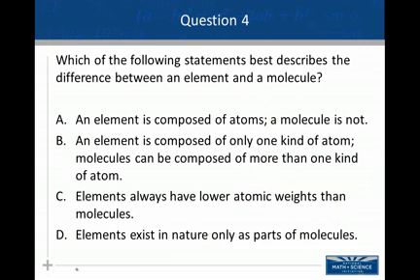So here's a question for you. Which of the following statements best describes the difference between an element and a molecule? I'm going to give you a moment. Pause me. Don't cheat. Pause me. Contemplate these answers. Nobody's watching. Okay? Contemplate those answers and see what you think.